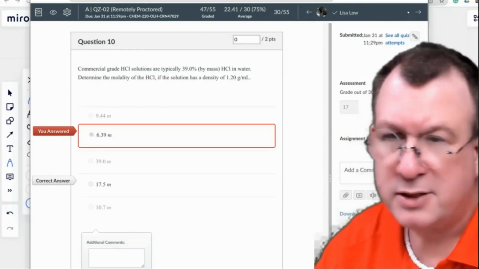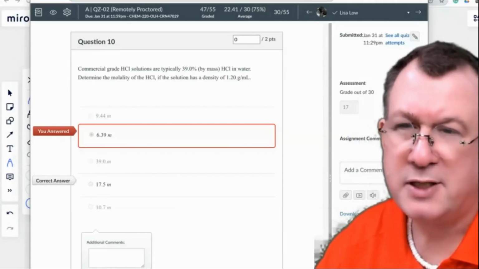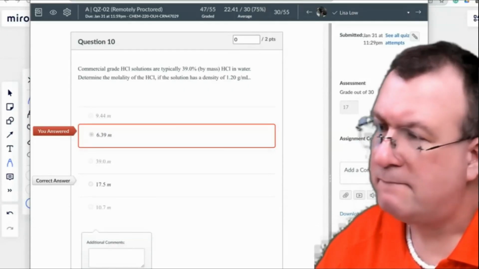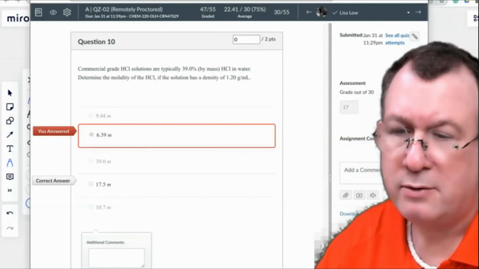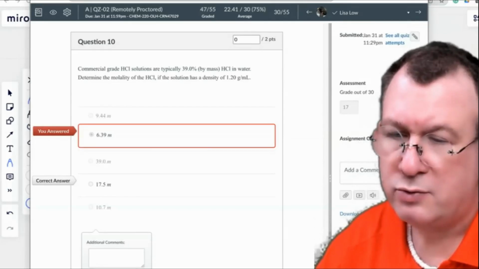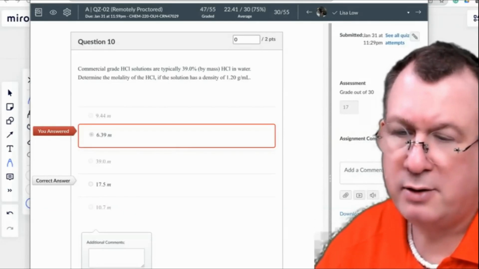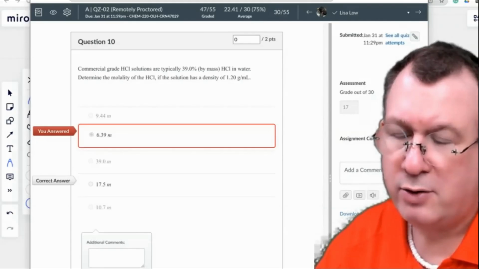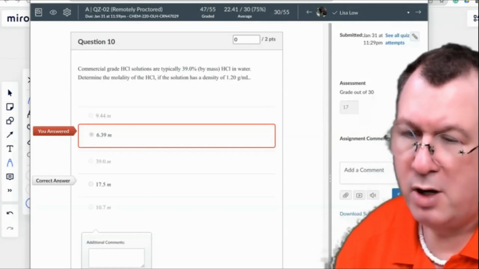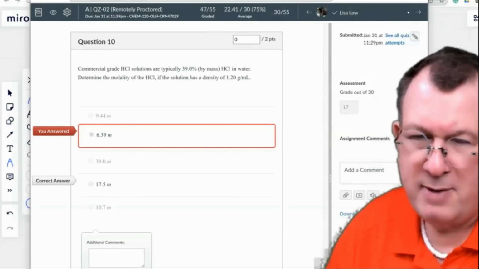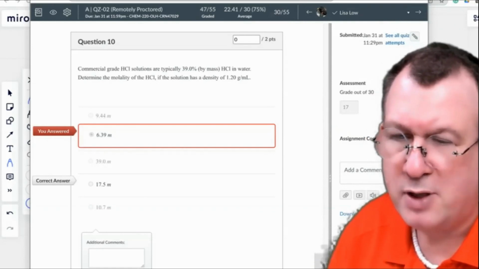Are you good on this one? Is this making sense? Did I go too fast? Yeah. So the density given here is kind of bogus for this particular problem. Yeah. Or you can use the volume formula and then find the mass and go from there, but it's more complicated, right?